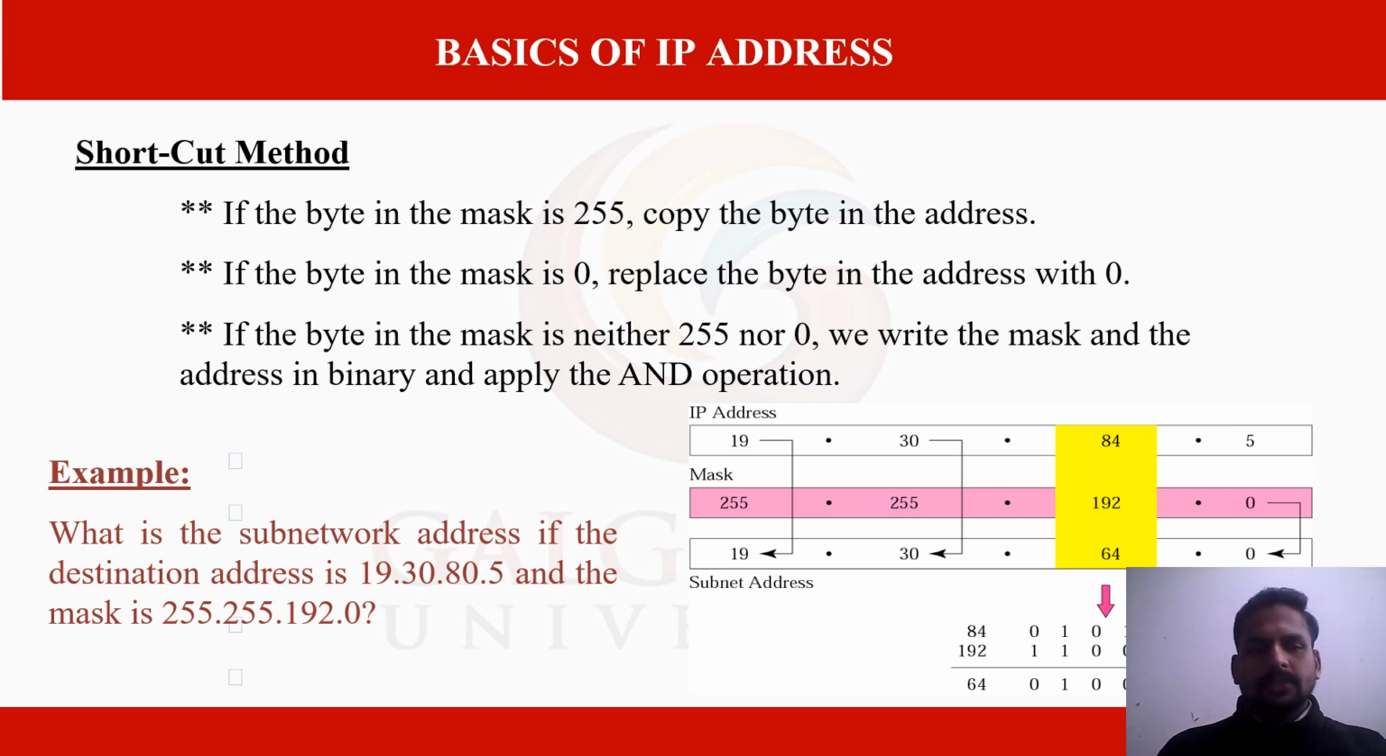Okay, so this is the shortcut method. Either we need to convert all the numbers into binary and then apply the AND operations, or in the shortcut method, we have to see only two things: whether it is a 255 or a 0. If it is 255 or 0, then we keep the numbers as they are. Otherwise, we convert that number into binary, then apply the AND operation with the IP addresses. That's it.